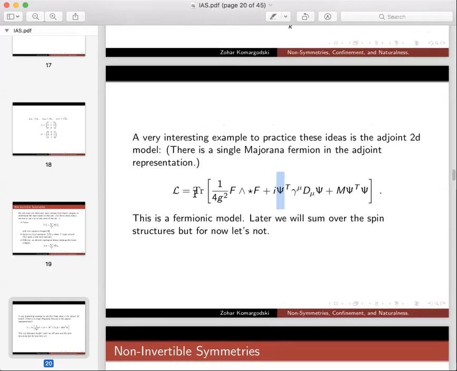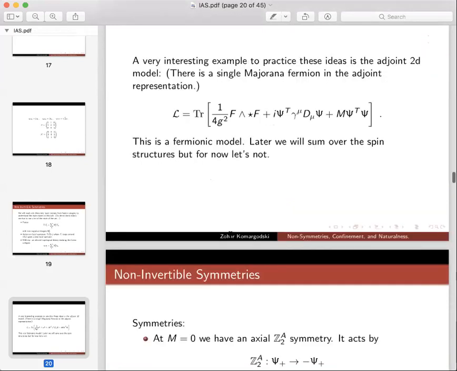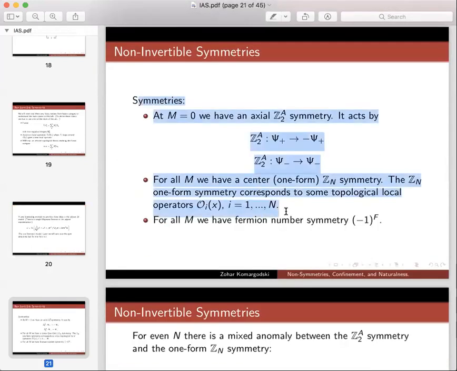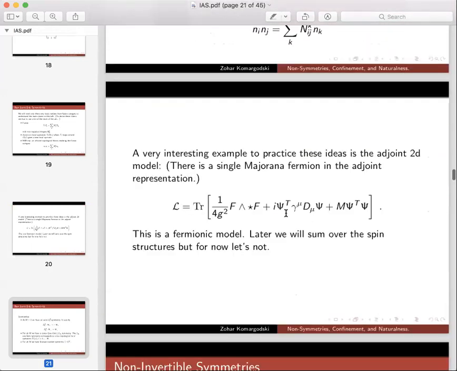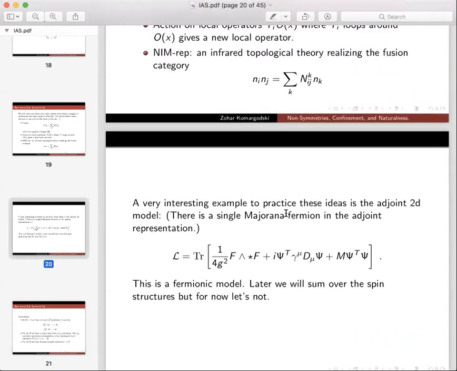Now this model has fermions. And when we analyze such a model, we have to specify the spin structure. But soon I will sum over the spin structure. Just for a moment, I will not. For the next slide or 2, I will not sum over the spin structure. But at some point, I'll just sum over all the spin structures, like I do some kind of GSO projection. And the reason is that this will simplify the presentation of the symmetries of the model.